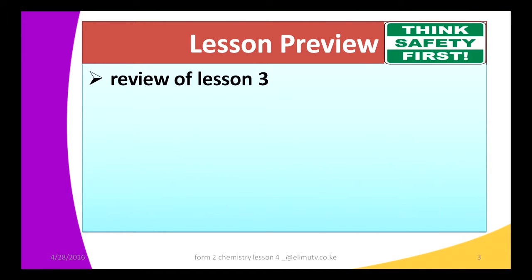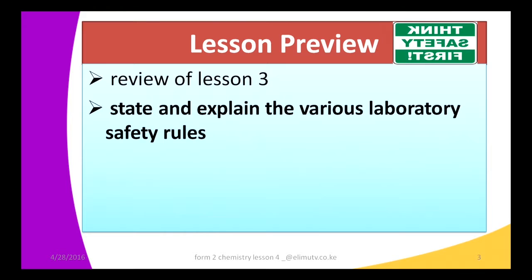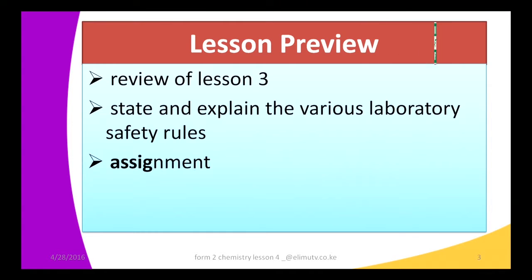So in this lesson, we are going to state and explain the various laboratory safety rules, so that these safety rules will help you understand how you can use the lab apparatus that we discussed in lesson number 3, and how you can be able to operate within the lab. A laboratory has its own rules that we have to follow, so that we do practicals or experiments in a safe way without actually causing accidents. So that's going to be the main objective of this lesson. We are also going to give an assignment at the end of the lesson, just to assess your understanding of the discussion that we would have done.